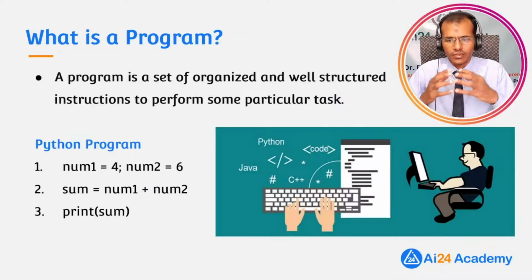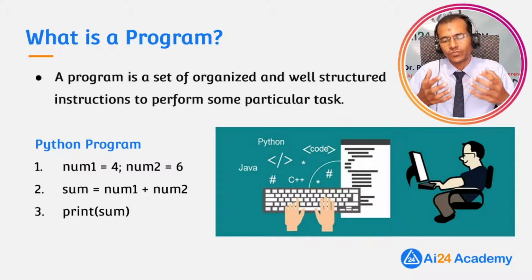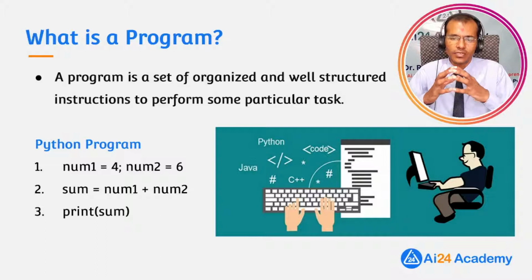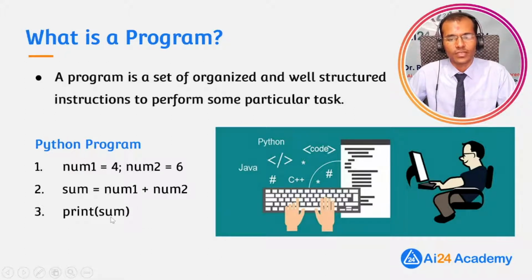So now let us define what is a Python program, or what is a program in general. A program is a set of organized and well structured instructions to perform some particular task, and this task is performed using just 4 instructions, right? Over here just try to understand, it is a set of instructions. Set means unique instructions are there. Here not a single instruction is repeated.